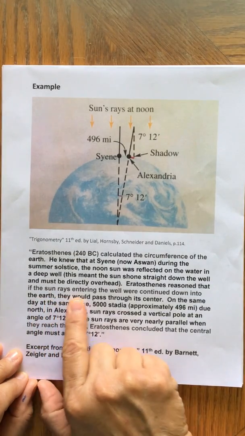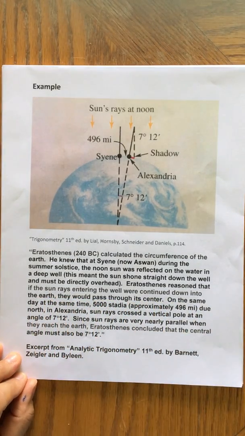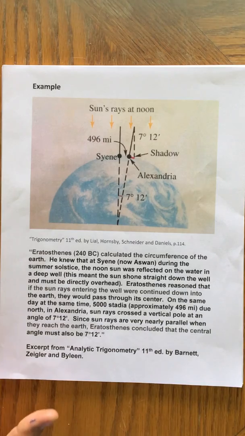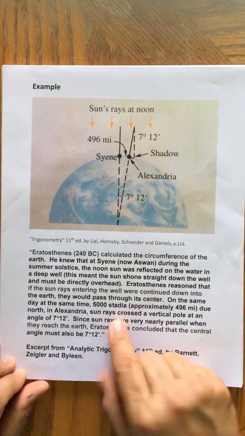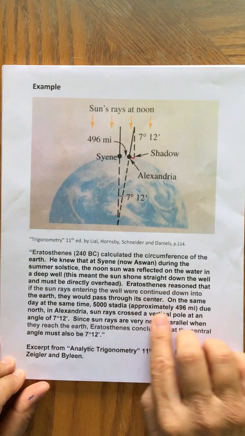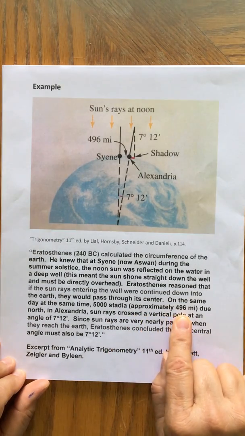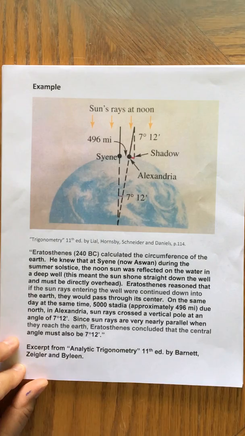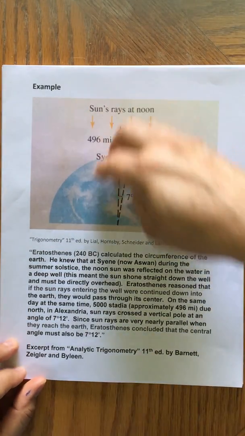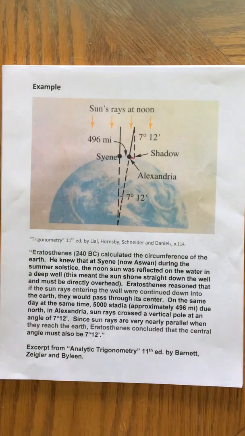So then he reasoned that if the sun's rays entering the well were continued down to the earth, they would pass through its center. And on the same day, at the same time, 5,000 stadia, which is just their measurement of distance, which you would convert to about 496 miles, due north in Alexandria, the sun's rays crossed a vertical pole, so that's all they had is a pole, at an angle of 7 degrees and 12 minutes. Now, of course, the sun's rays are coming from so far away that they're considered to be parallel over the surface of the earth.